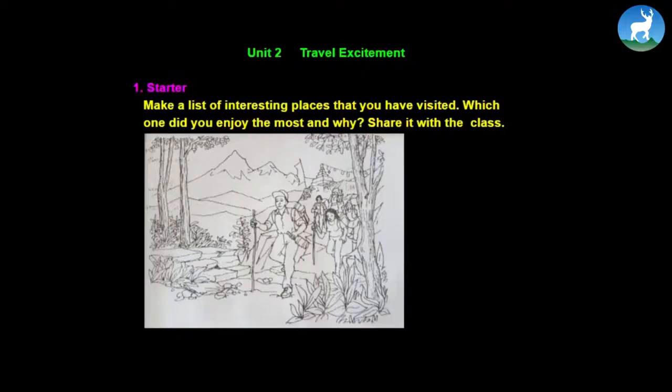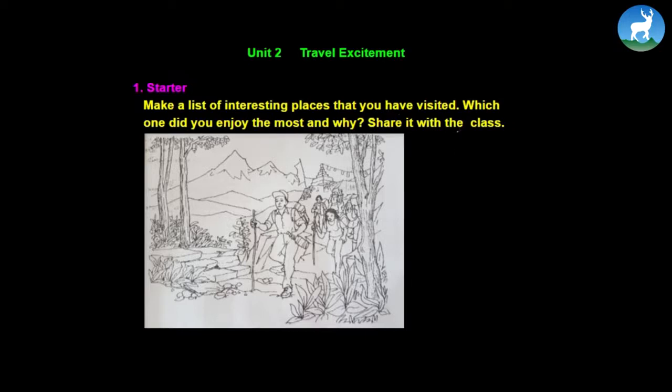Let's begin the class. Now, as a starter, have a look at this picture carefully. Just observe this picture carefully. Now, make a list of interesting places that you have visited. Have you visited any places so far? If so, take a time to list down those places. Which one did you enjoy the most and why? So out of those many places which you had visited, which one did you enjoy the most? And what was the reason you enjoyed it? Share it with the class.